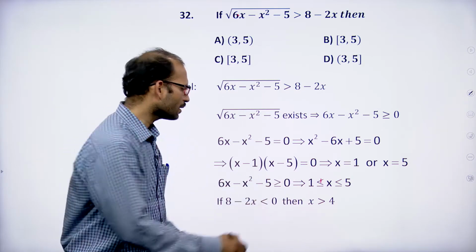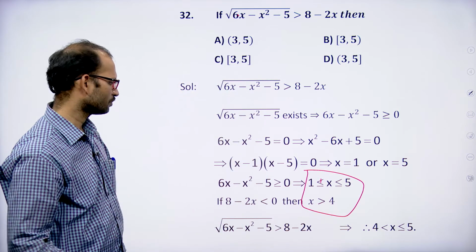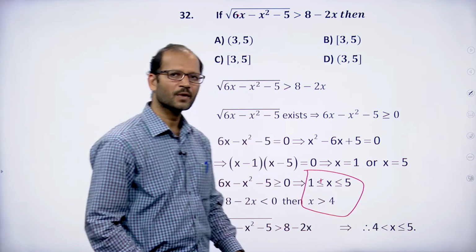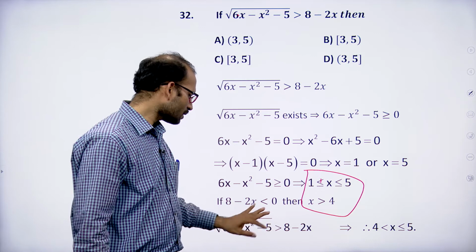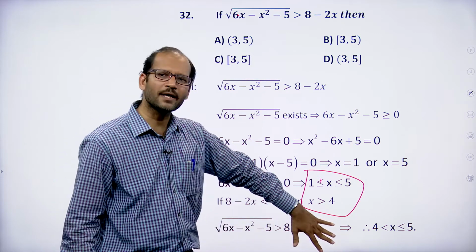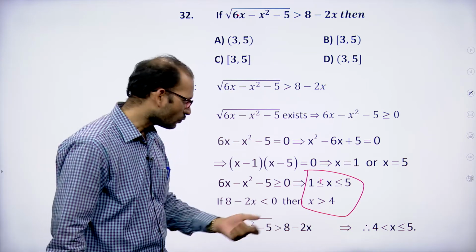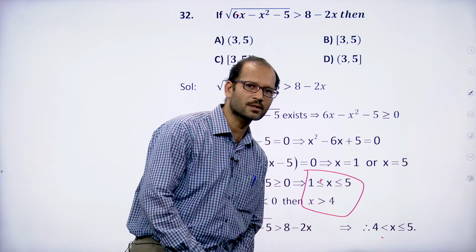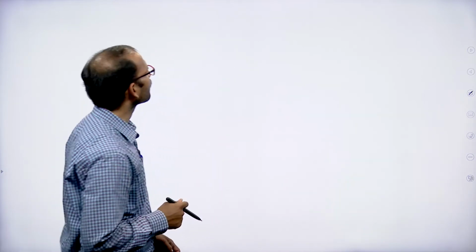So therefore combining these two, what will I get? 4 less than x less than or equal to 5. Okay. Here we have taken this as a negative value, so this is a positive value. Positive value is always greater than negative value. Therefore from this we don't derive anything. From these two inequalities only we can write 4 less than x less than or equal to 5. Is it okay? Right.